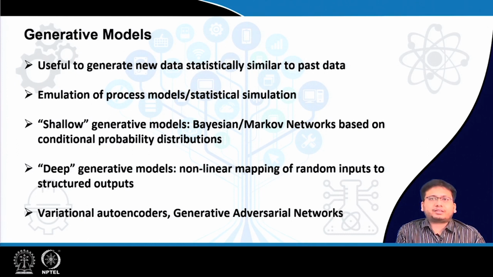Alternatively, as we discussed in the previous lecture also, machine learning models can be used as surrogates to emulate the equation based process models. Now, in either case, the task of course is to generate data which is statistically equivalent to past or observed data. So, one idea is shallow generative models, in which we build some kind of Bayesian or Markov networks based on conditional probability distributions. The other is the deep generative models, where we involve some kind of non-linear mapping of random inputs to structured outputs.